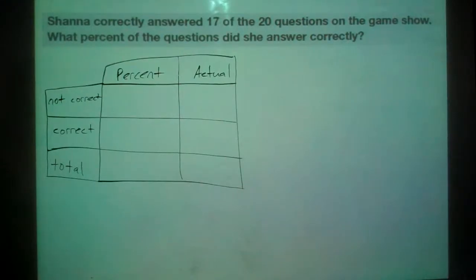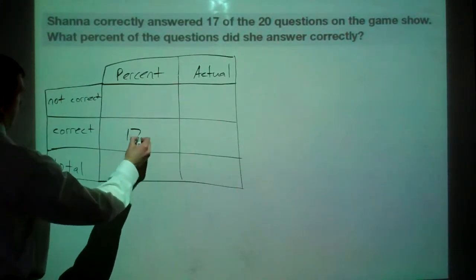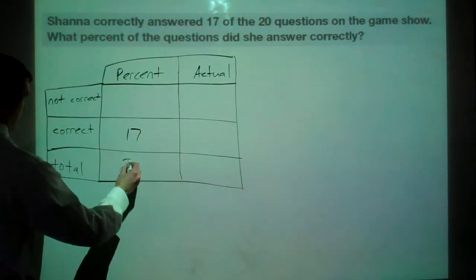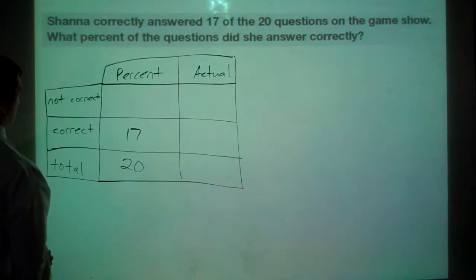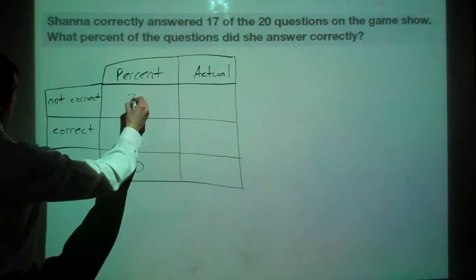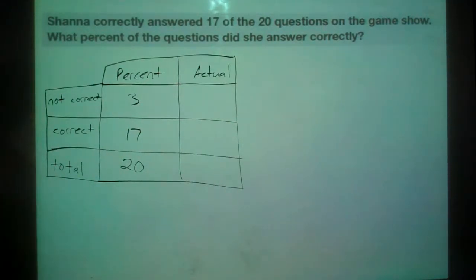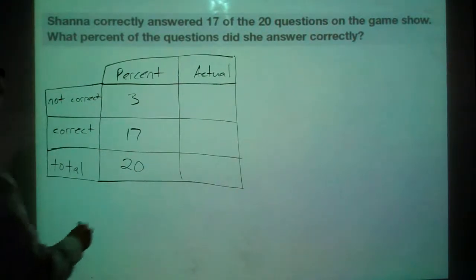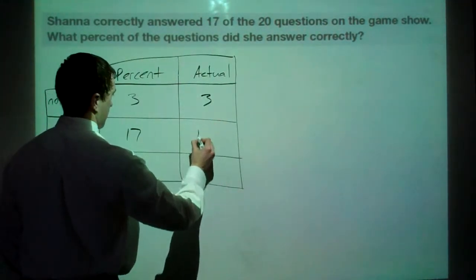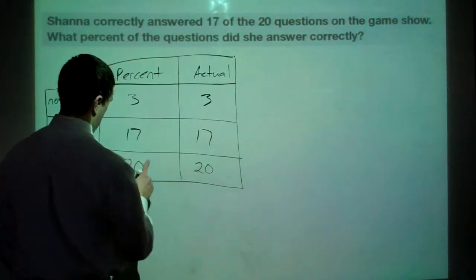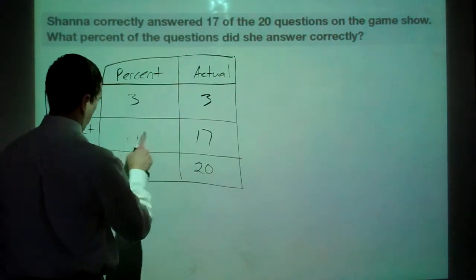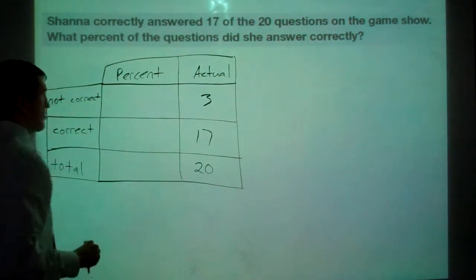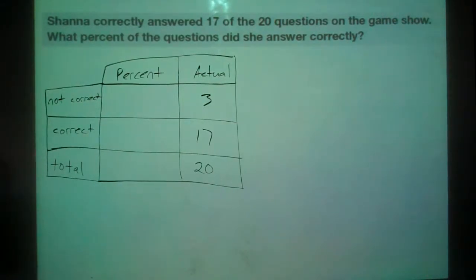So let's take a look here. Not correct. Well, if she got 17 correct out of 20 questions, that means she got 3 wrong. Okay, 3 that were not correct. And we know that, oh, this is the percent side, I'm sorry. 3, 17, 20. Oh, okay, here we go. Now we don't have any sort of percent here.